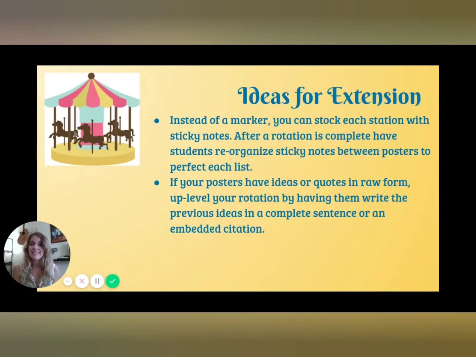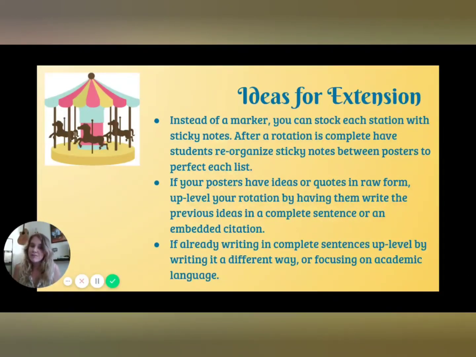If your posters have ideas or quotes in a raw form, you can up-level the rotation by having them write the previous ideas they see in more complete sentences, or even an embedded citation. So say they're circulating with a novel and they're generating quotes that support a particular claim or answer a particular question. You can then say, okay, now look at the quotes the previous groups have put up there, and can you embed them in a citation? Can you use MLA format for me and put those quotes in the way you would put them in your short response? This is a great pre-write strategy.